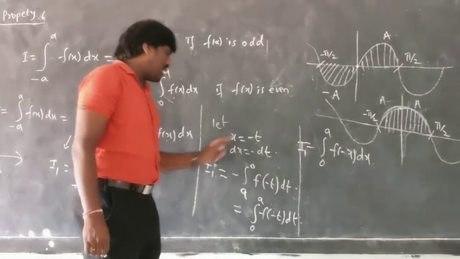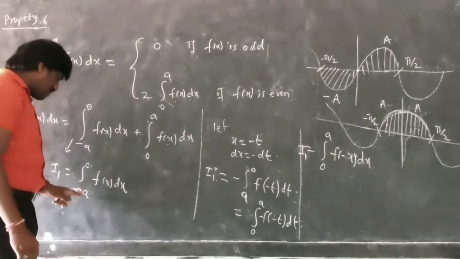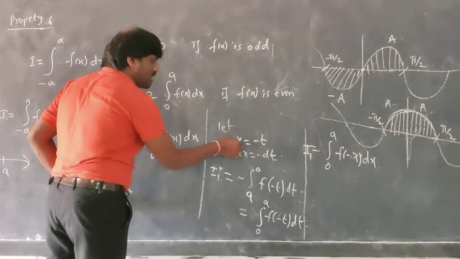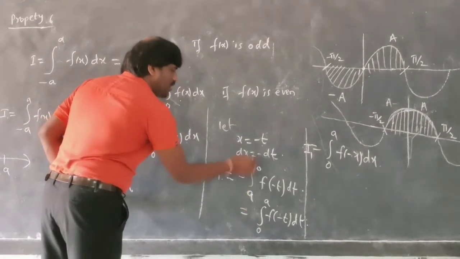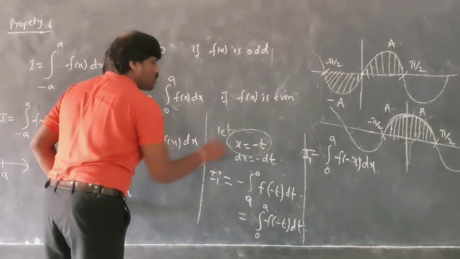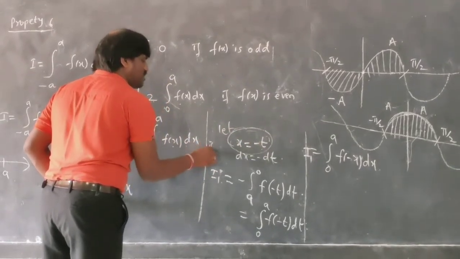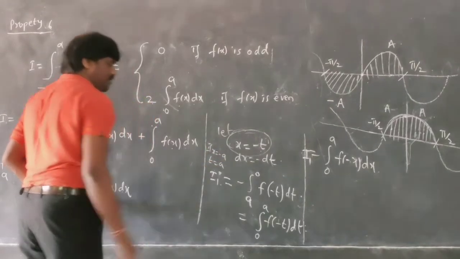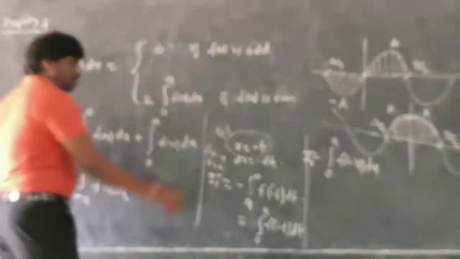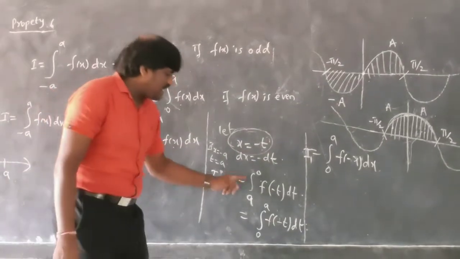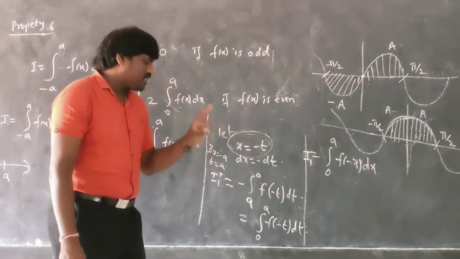If x is equal to minus t, what is the x value here? The x value is minus a. If I am giving x value minus a, the minus cancels and I get plus a. Then the limits are changed. The limits also change. When you are substituting, the limits should be changed. If x is equal to minus a, then t is equal to plus a. And if x is equal to 0, then t is also 0. So this is changed like this.